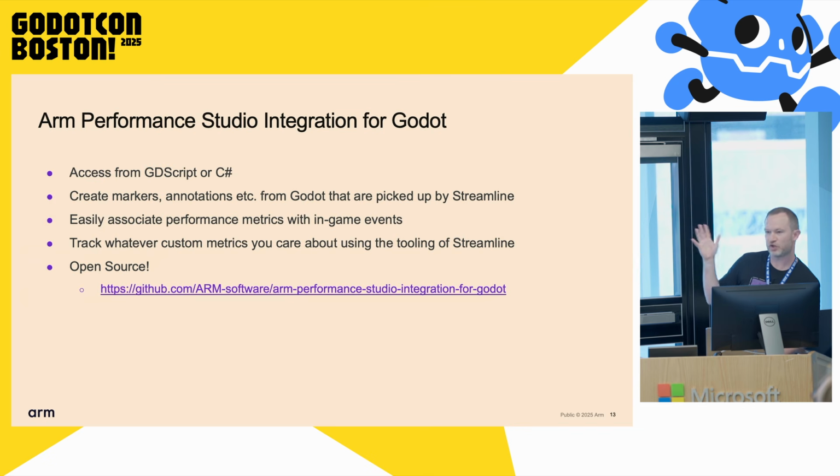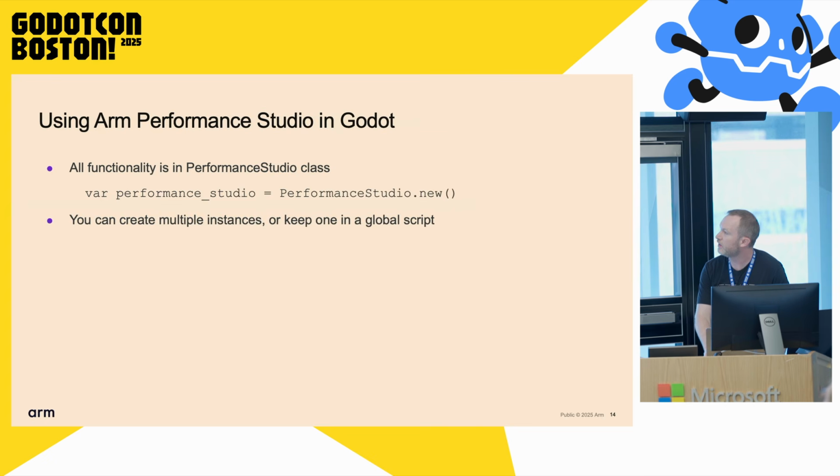It's open source, so what's nice about that is if you're not fully loyal to Godot and maybe you're making your own engine as well, you can see how to, within your own engine, call into the APIs in Streamline. So you can add these features to other engines, for example. So yeah, the source is all there. And right, how do we use it? Well, we instantiate this Performance Studio object. We get a new one of those. And actually, you can have multiple of them or have a global one. In my example, it's just a global one.